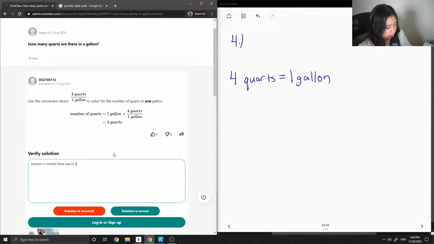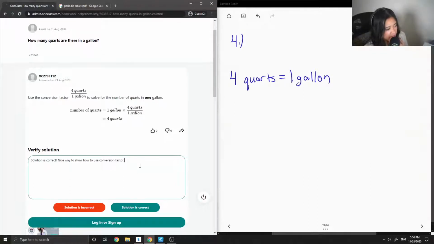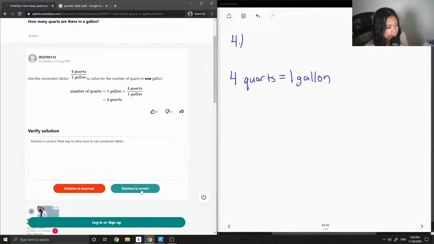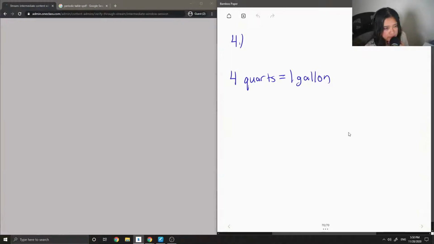Nice way to show how to use conversion factor. So let's say we wanted to know how many quarts there are in like 15 or like 25 gallons. The way that the junior tutor showed is how you would do that by using conversion factors. So the solution is correct.